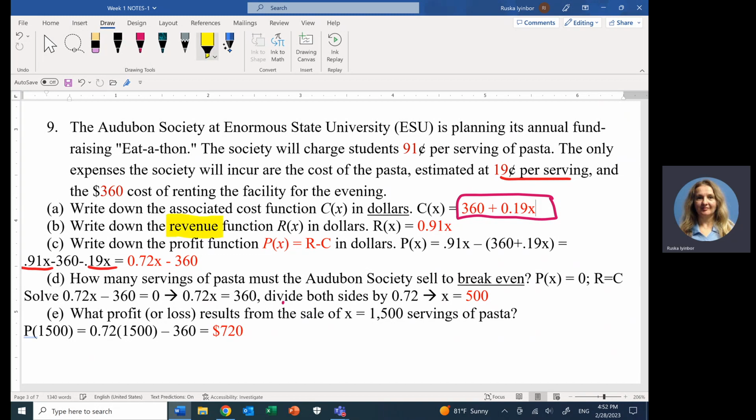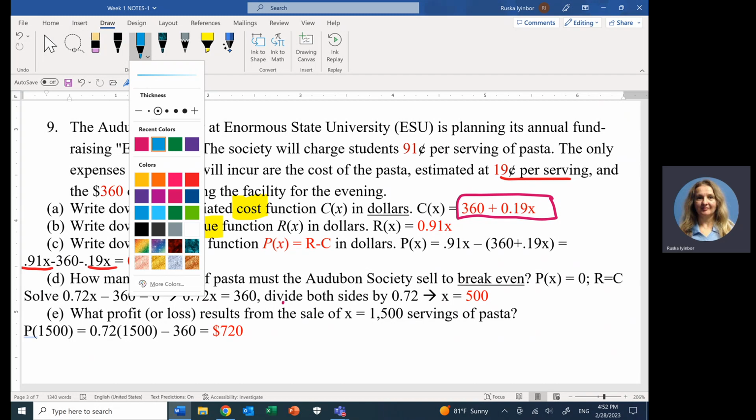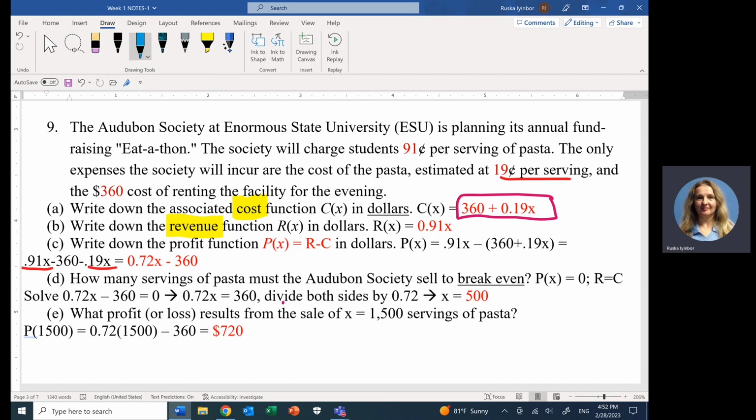The revenue function is when you sell it. So the cost is how much it's going to cost you, what are the expenses for you. The revenue function is how much you're going to get when you sell it, okay? And the function for the revenue is the price you sell each one at multiplied by x. It's a really simple formula. So here we're selling the pasta, each serving is 91 cents. Multiplying it by x is my revenue function. That's it.